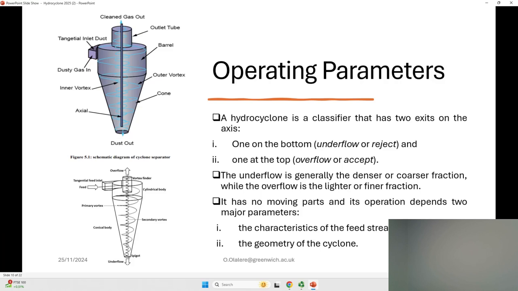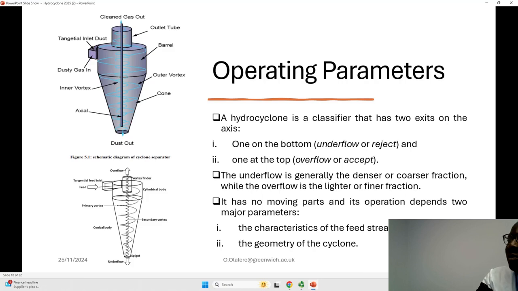Exactly. So one of the parameters is, okay, a hydrocyclone is a classifier that has two exits, right? We have the one at the bottom and we have the one at the top. The one at the top is called overflow, or we call it accept. Then the one at the bottom is underflow. We call it rejects, right? So even though we are big, we are accepted. The underflow is generally the denser or the coarse fraction, while the overflow is the lighter or finer fraction, right?